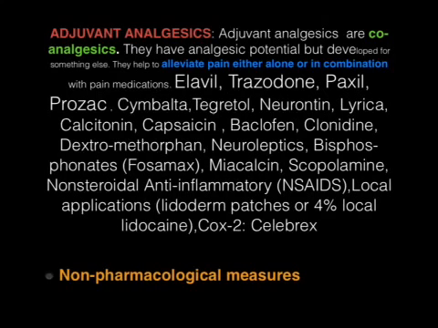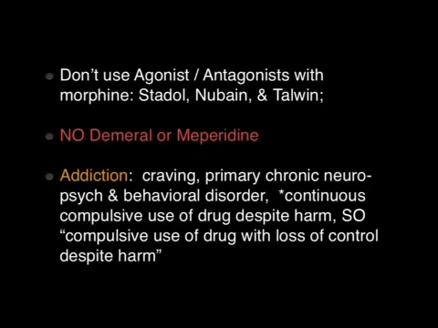Non-pharmacological measures are important as well. Do not forget them. Use all of them in combination to reduce the pain. Don't use agonist and antagonist with morphine, such as Stadol, Nubane, and Talvin. We recommend not to use Demerol or meperidine because the breakdown products are dangerous.